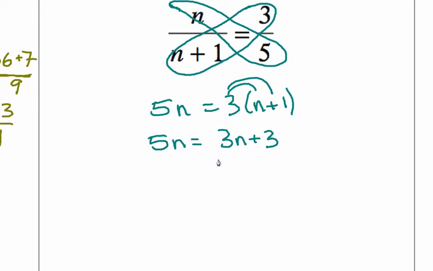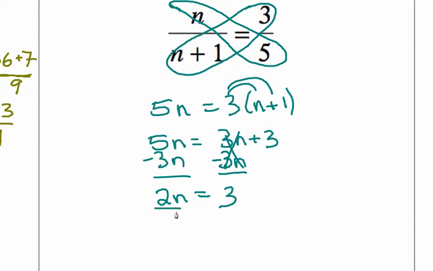We want to get all the variables in one location, so we'll subtract 3n from both sides. 2n equals, okay, those cancel out, 3. So dividing by 2, we get that n equals 3/2.